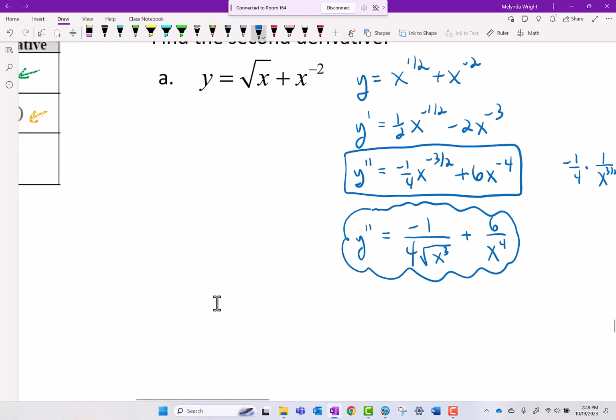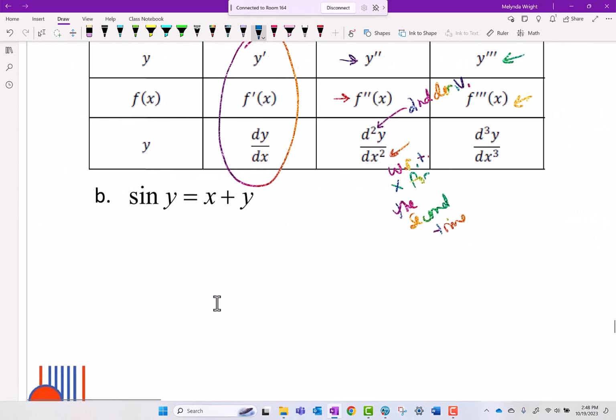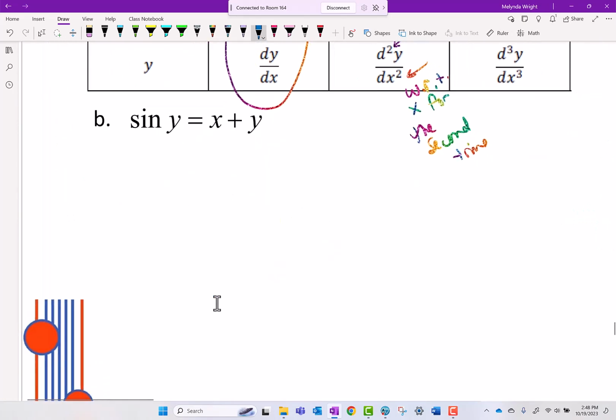Okay, the next one is a mixture of x's and y's. What technique do we use when we have a mixture of x's and y's? Implicit differentiation, remember that? We did that a little bit ago. We've got to use implicit differentiation. They want us to find the second derivative. Okay, so let's do the first one.